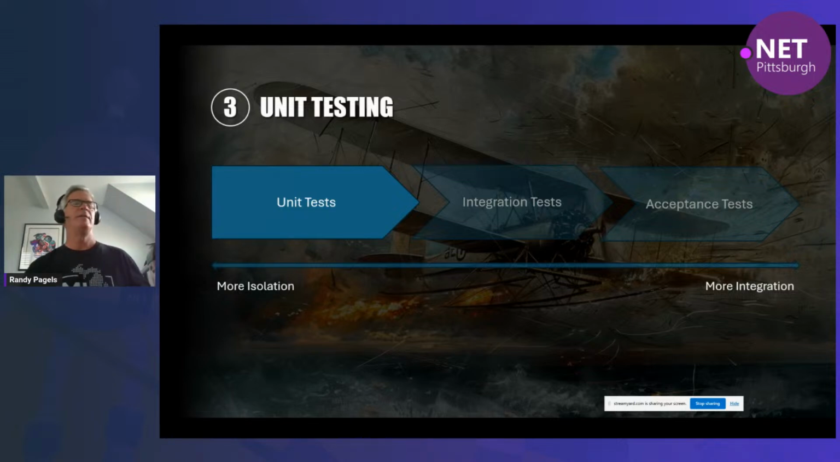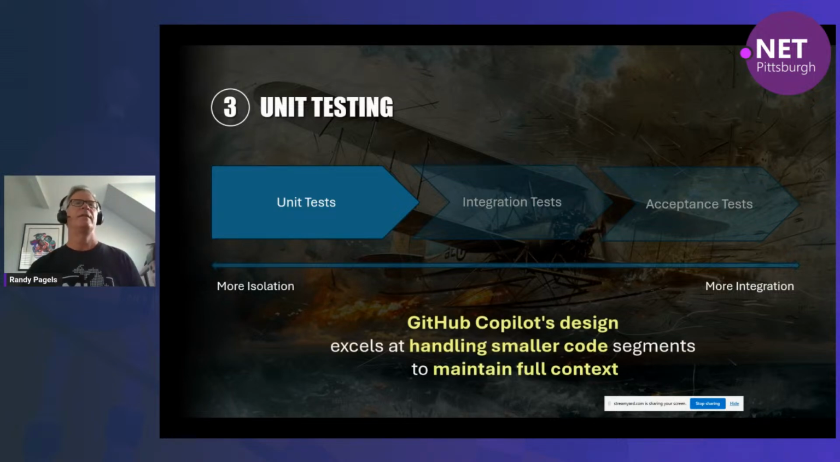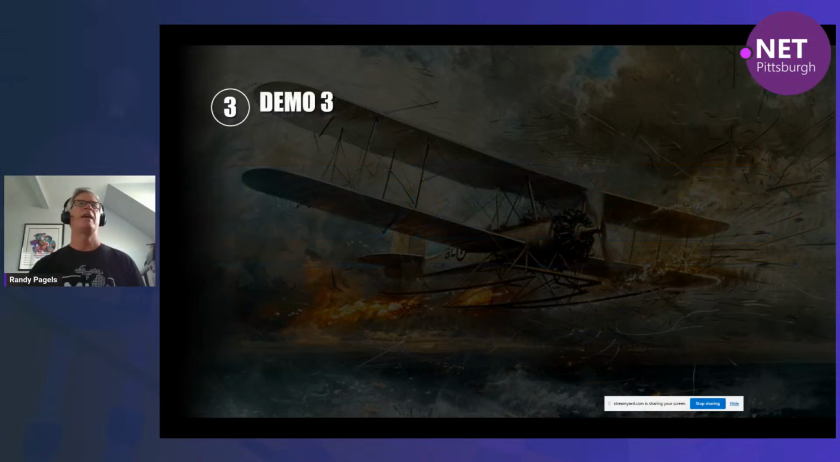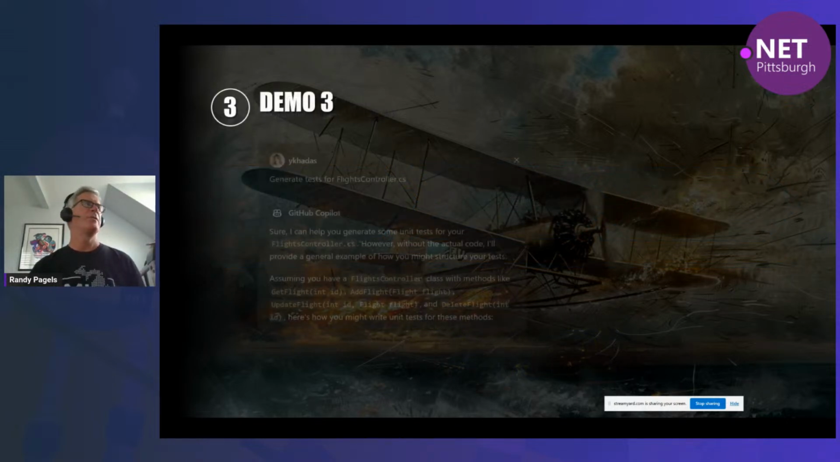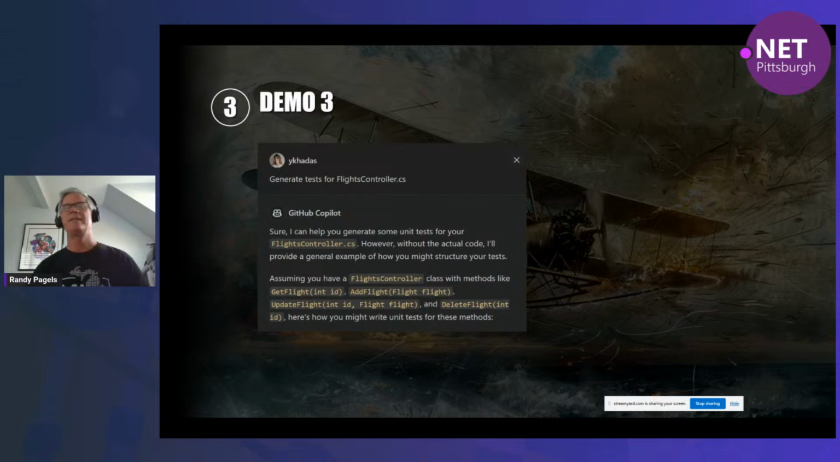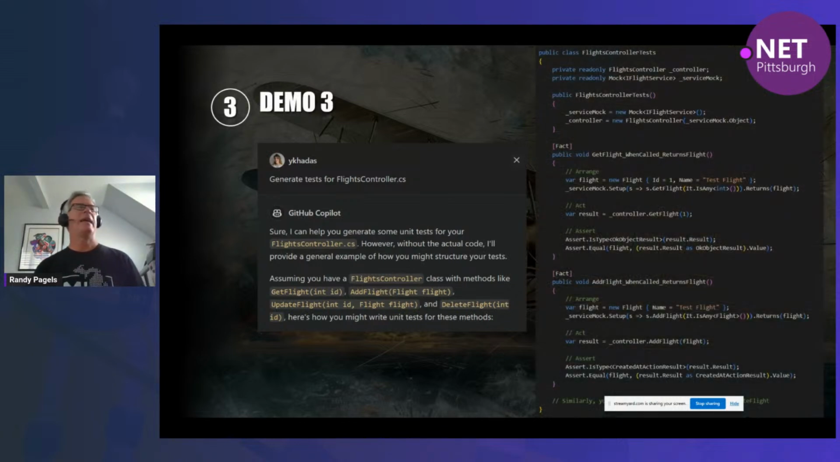Again, using Copilot to enhance your unit testing, it does excel really well if you stay within small segments of code. Try not to do the whole file, stick to some specific methods, and do it that way. One of the demos I'm going to show you, and I keep some of these in the slides as well, is you can use, let's say, the flights controller and ask Copilot to generate tests for a specific file. And Copilot will do that. It'll generate the test just like I showed you earlier.